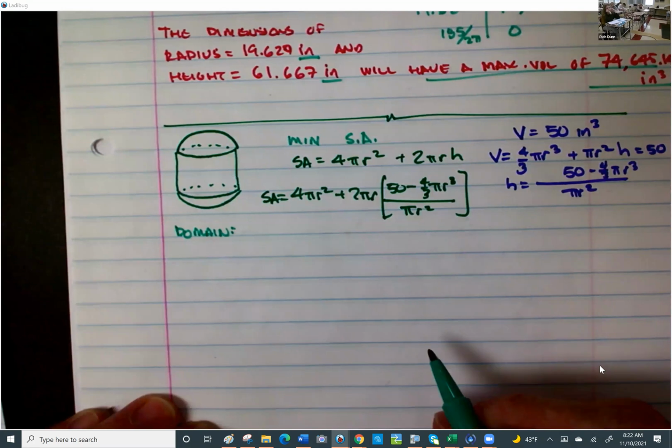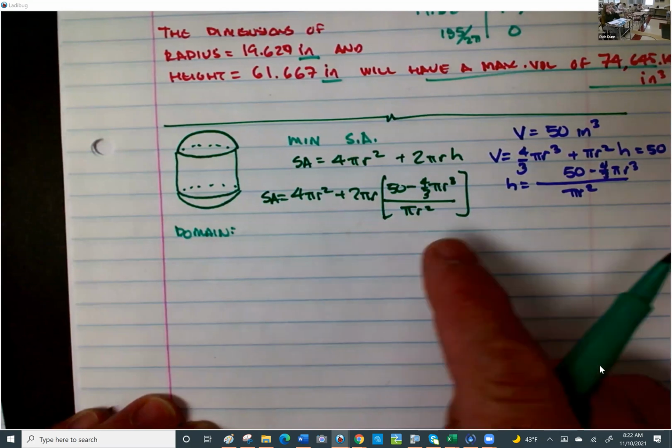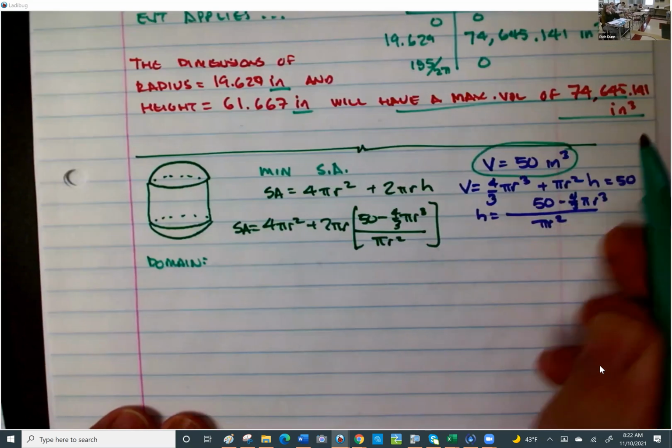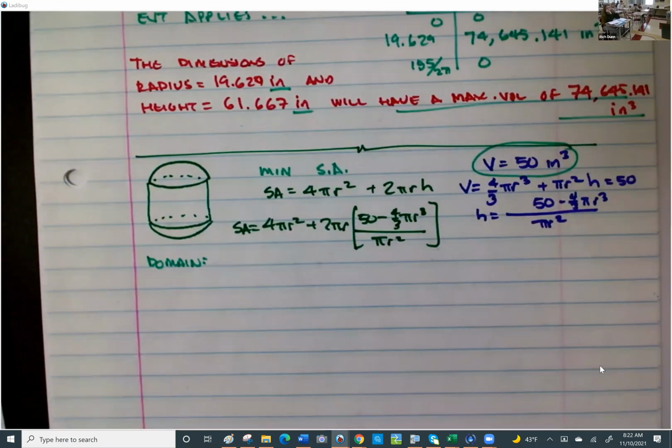Say that again. Can it be 0 this time? We're kind of locked in here. We do have to have a certain volume, so radius can never be 0. So 1, 2, 3, 4, 5. What are we going to make our domain? Radius is greater than 0.